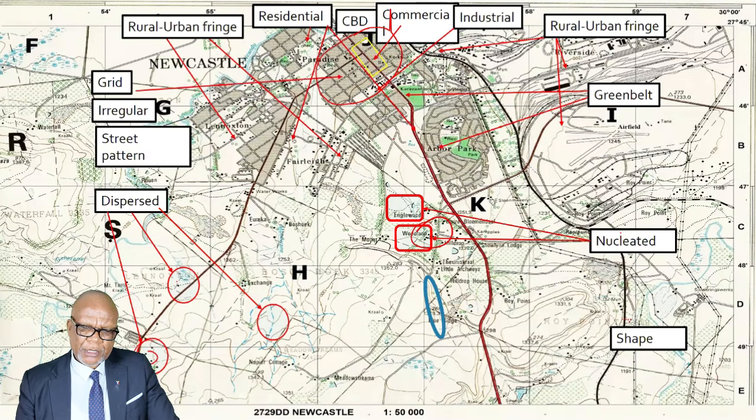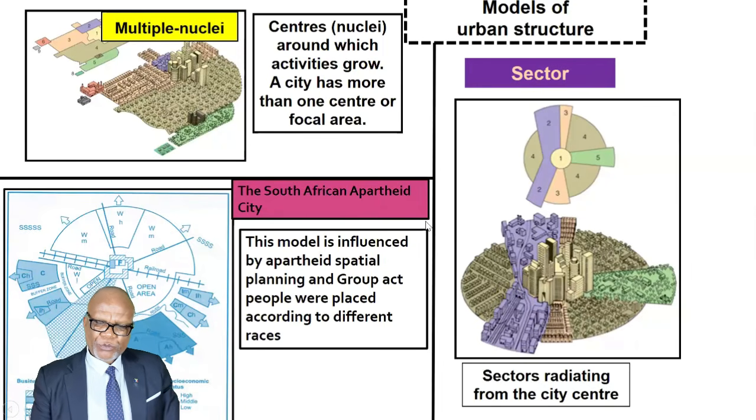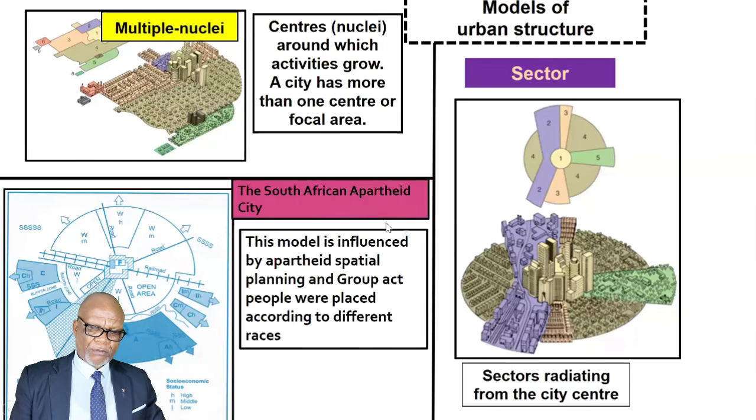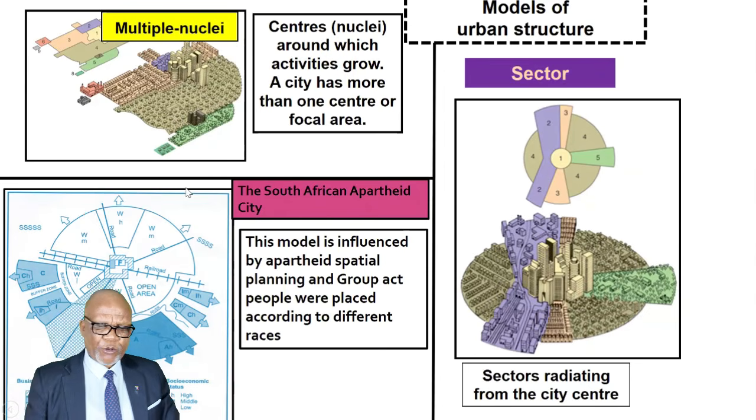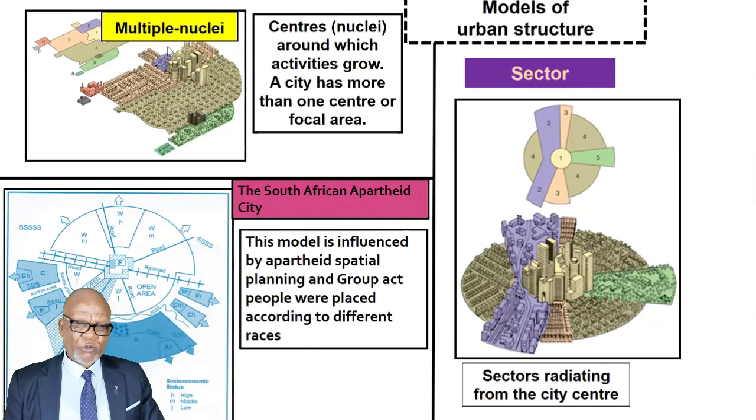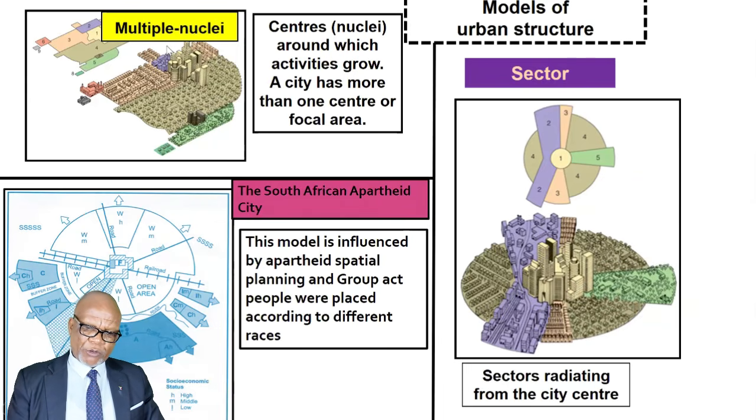So this is actually your map interpretation. Looking at the street patterns, grid iron patterns are the older part of the city, and then the newer one. The next thing we have is models, and we have a number of models. Our focus today is multiple nuclei. Multiple nuclei simply shows us that the city has more than one central point. That is the area of development.